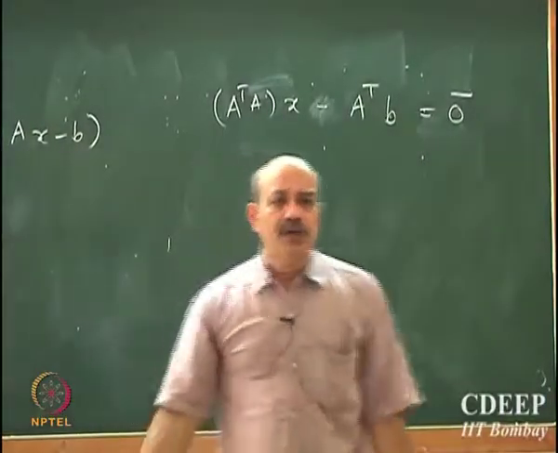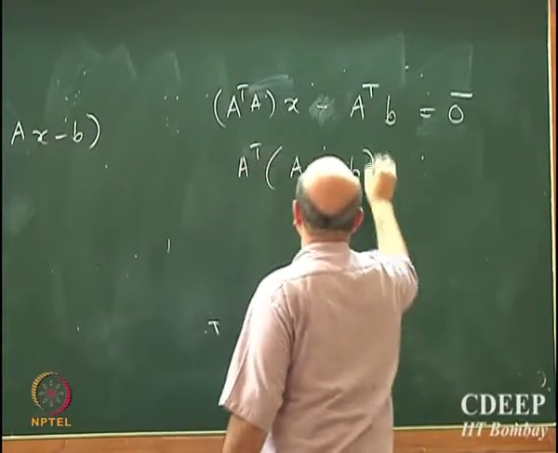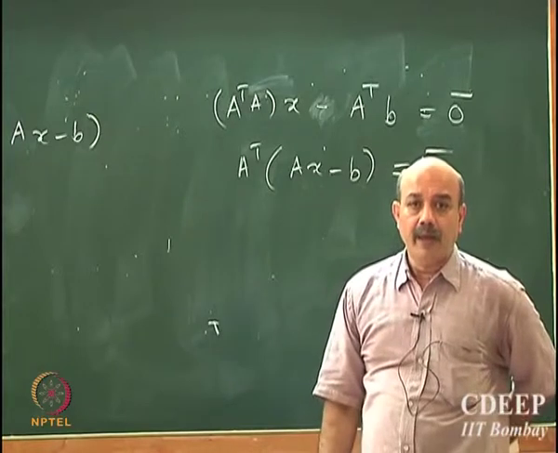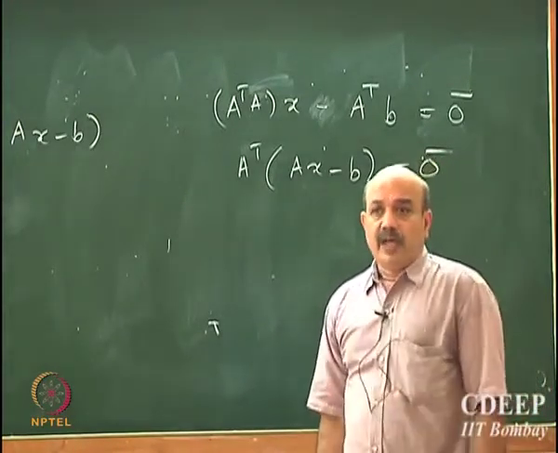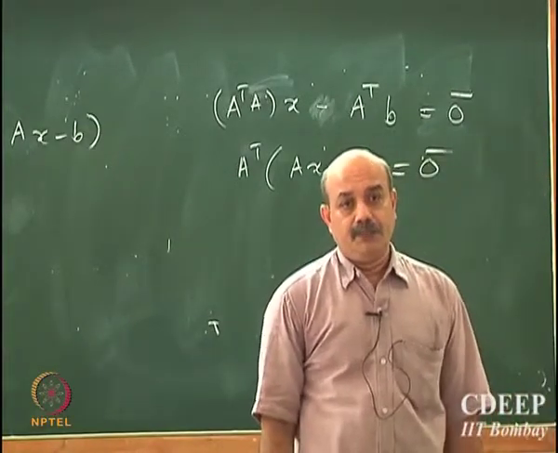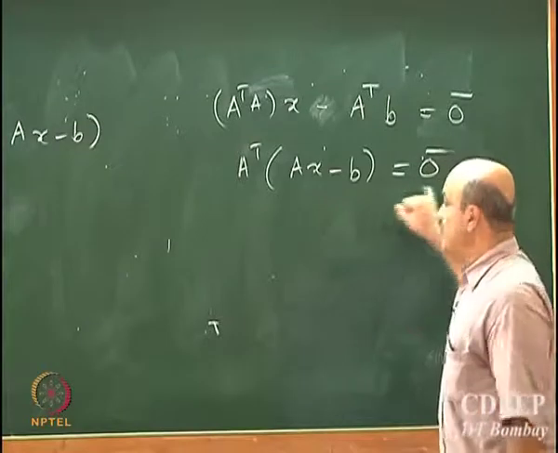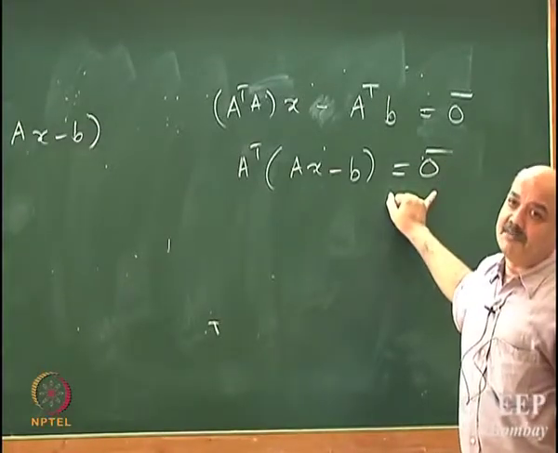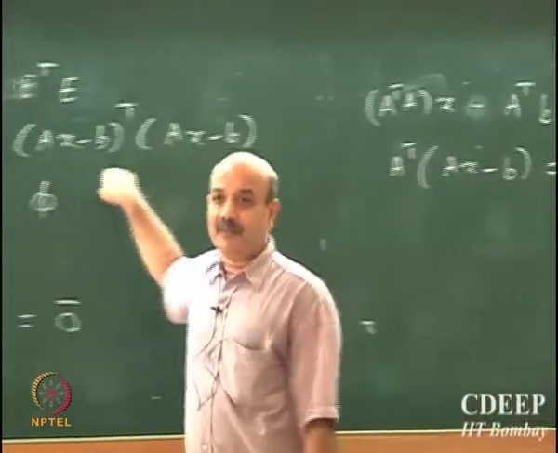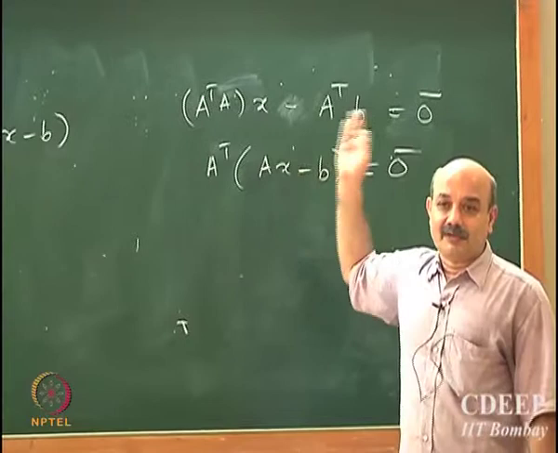I just want to show that this is the same as A transpose (Ax minus b) is equal to 0. Now if matrix A is non-singular, when will this be equal to 0? Ax minus b equal to 0. So actually, by solving this optimization problem, you have reached the solution of Ax equal to b.